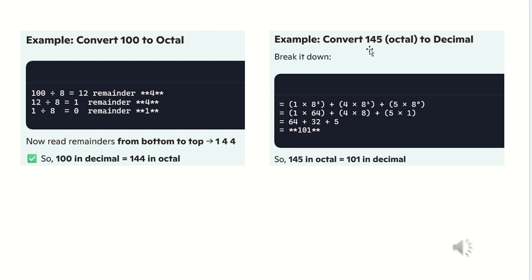Next, we are converting the given octal number to decimal. For that, as I said, we have to note down the place values. For example, 1 is in the place value of 2, 4 is in the place value of 1, 5 is in the place value of 0. So 1 into 8 power 2, 4 into 8 power 1, 5 into 8 power 0. Next, we add after multiplication and note down the final value. So for the octal number 145, the decimal value is 101.